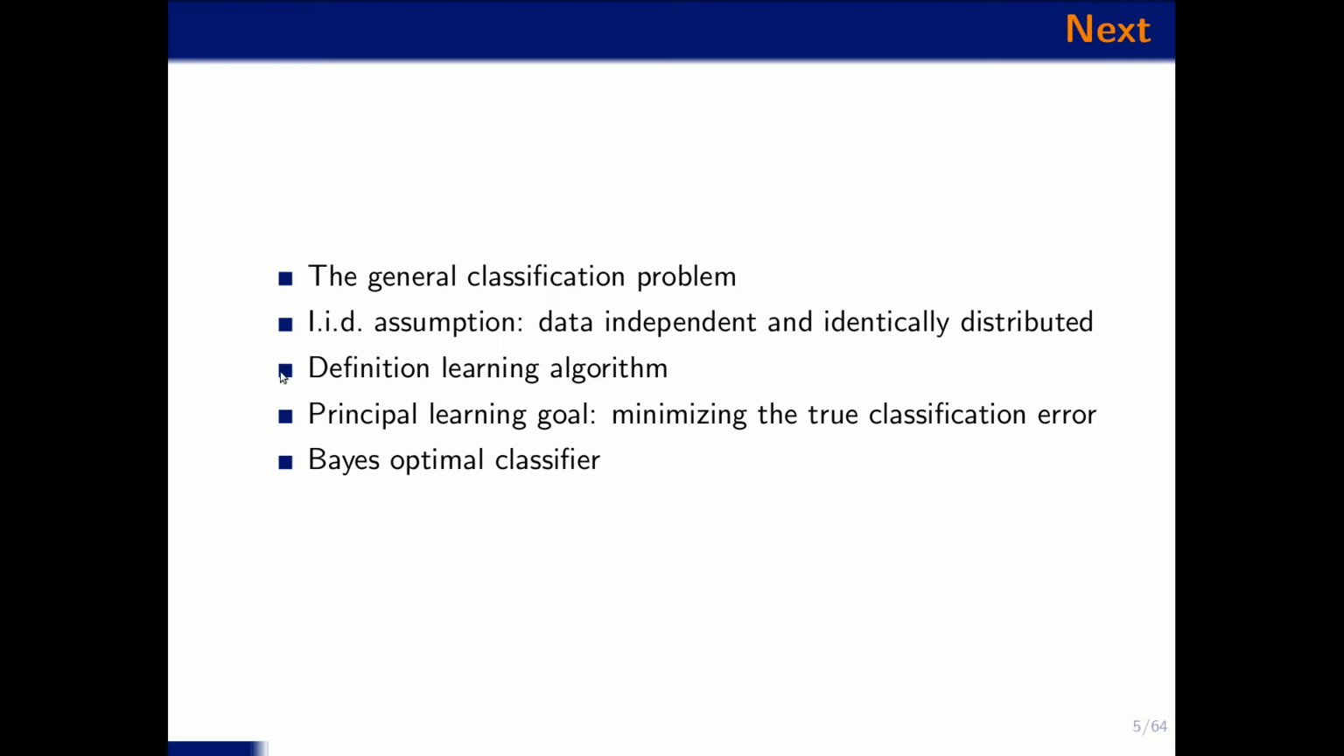Then we will define what a learning algorithm is and what a classifier actually is, and we will define our principal learning goal, minimizing this true classification error. This is a principal and ideal learning goal, but rarely realizable in practice. However, the classifier which achieves this goal we call the Bayes optimal classifier, and we will talk a bit more about this.